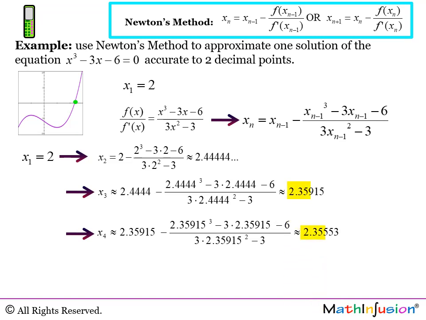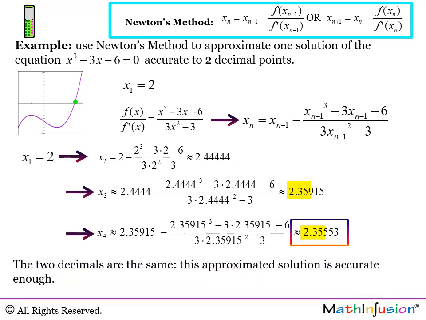Now we notice that the difference between x3 and x4 is only in the third decimal. But because the two decimals are the same, the approximated solution is accurate enough.